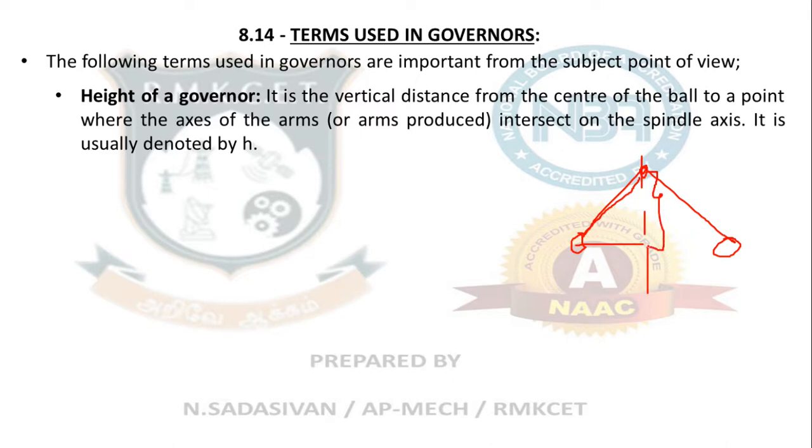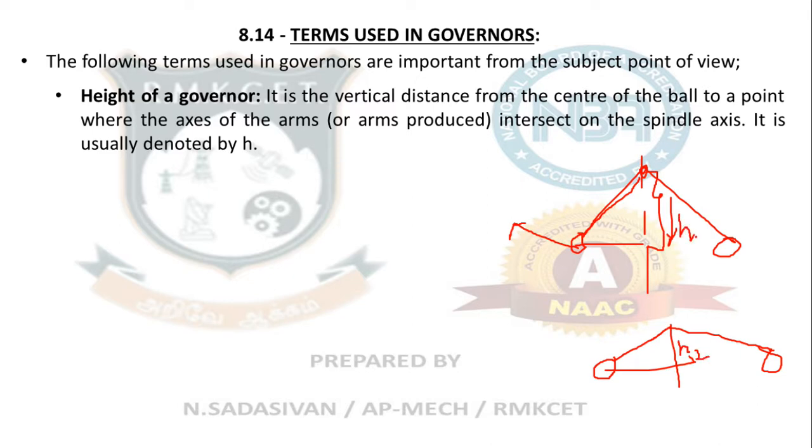Do you understand? So when I increase the speed of the governor, what will happen? The balls will start traveling outwards and upwards. Therefore, your height will reduce. What will happen if your governor is going very fast? Your balls will fly outwards, correct? So therefore, your height will reduce if your RPM increases.